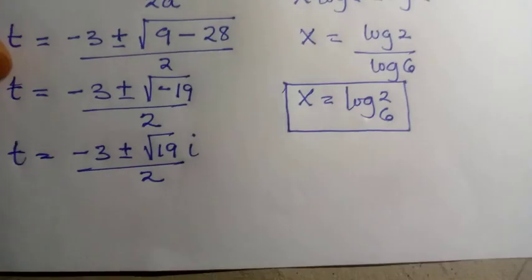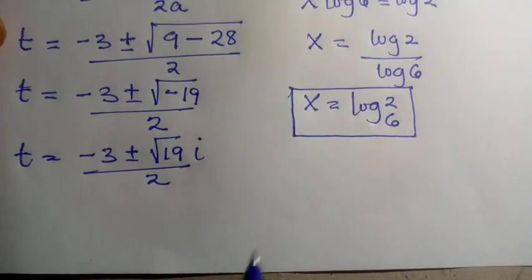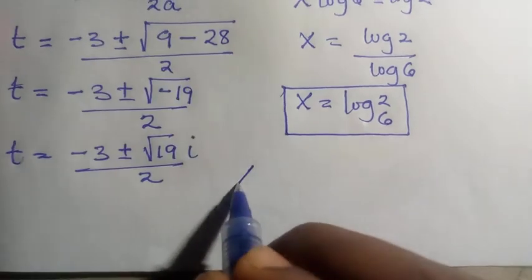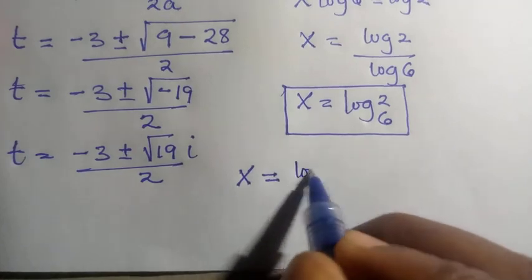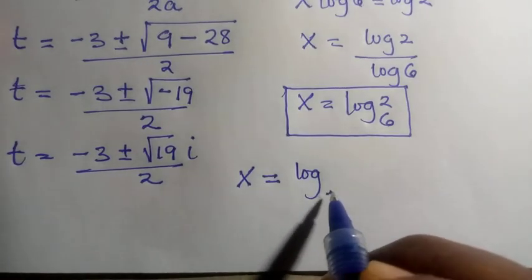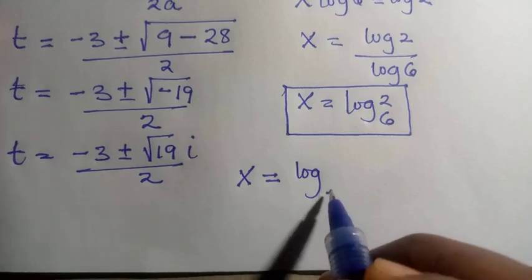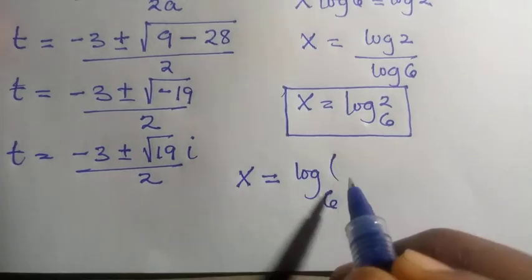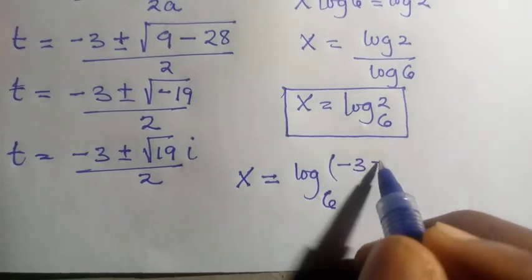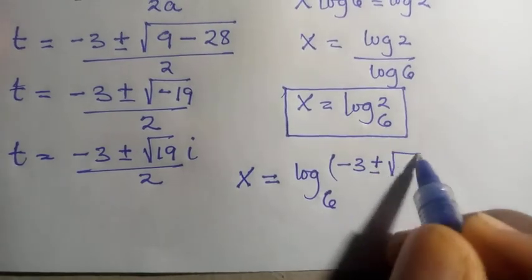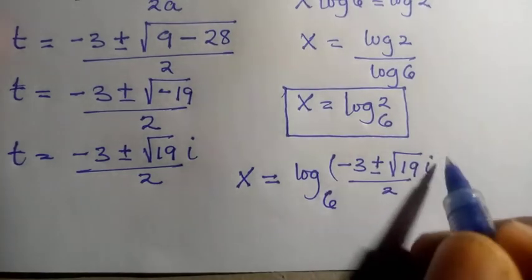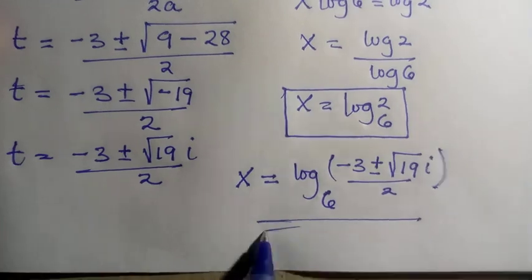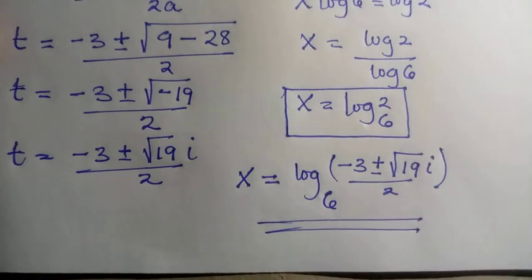For the other part, which is the complex solution, when we apply the same thing, we get x equals the logarithm to base 6 of open bracket, minus 3 plus or minus the square root of 19i, divided by 2. So this is how to solve this problem, as this is the result.